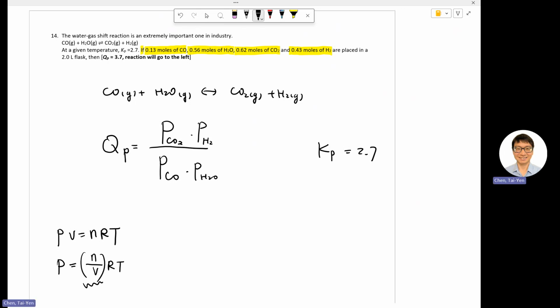If you read the question, it tells you how many moles of each species you have within a 2-liter container, right? That 2 liter is the volume of the gas, or the volume of the container. Therefore, your PCO2 is proportional to 0.62 divided by 2, right? So it's going to equal 0.31 for your PCO2.